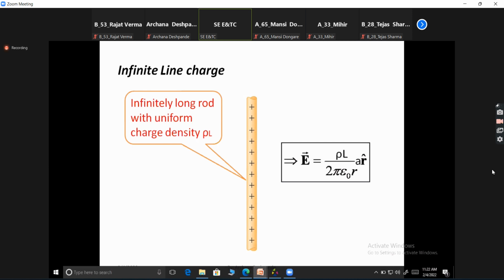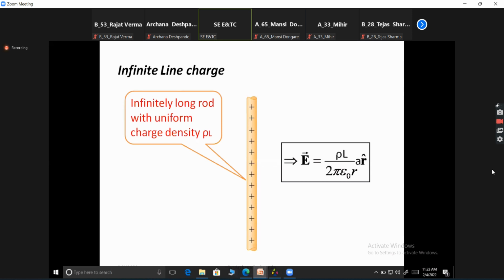Similarly, now we have gone through 3 different charge distributions, right? Every charge distribution, because charge is there, is going to influence the surrounding. Whenever charge is influencing the surrounding, you have to talk about that influence in terms of electric field only. So what will be the form of electric field intensity because of a line charge? It is given by rho L divided by 2 pi epsilon R into a R cap.